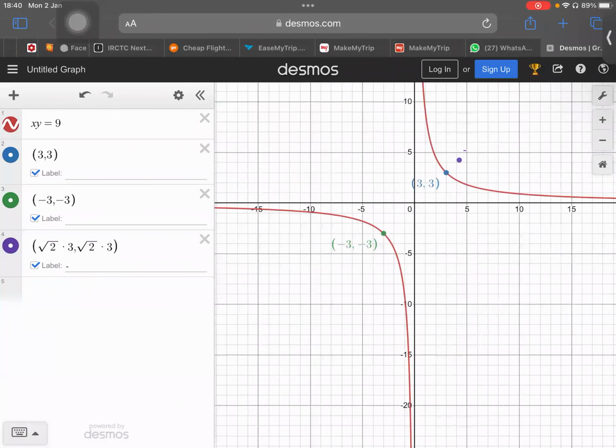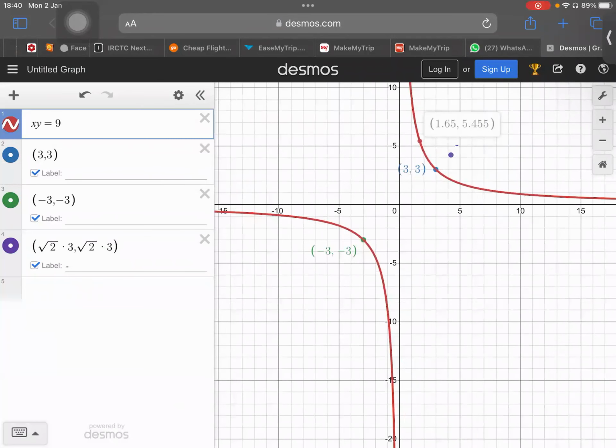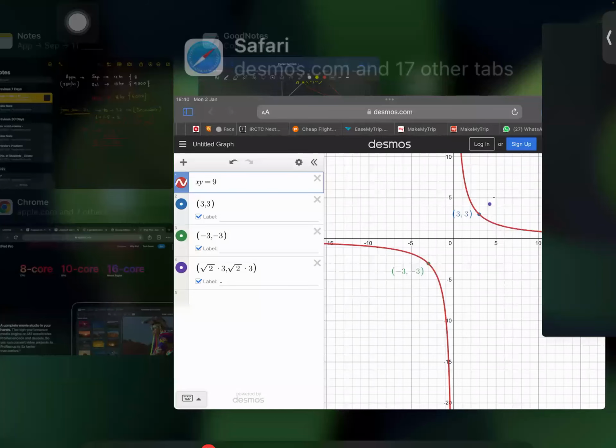Now you take any point, let's say this point. All the points will satisfy this hyperbola. You take any point, it will follow the equation x into y is equal to 9. See, the product of x into y can never be equal to 0. Why? Because neither x nor y is 0. Because if one is 0, the other one is infinity. Can you see that? Understood this hyperbola?